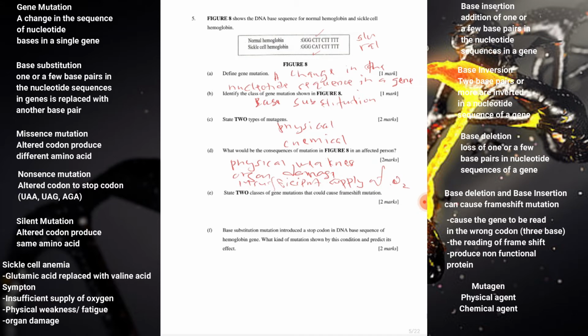So, state 2 classes of gene mutation that could cause frameshift mutation. There are 2 types of gene mutation that can cause frameshift mutation. There is base insertion and base deletion.